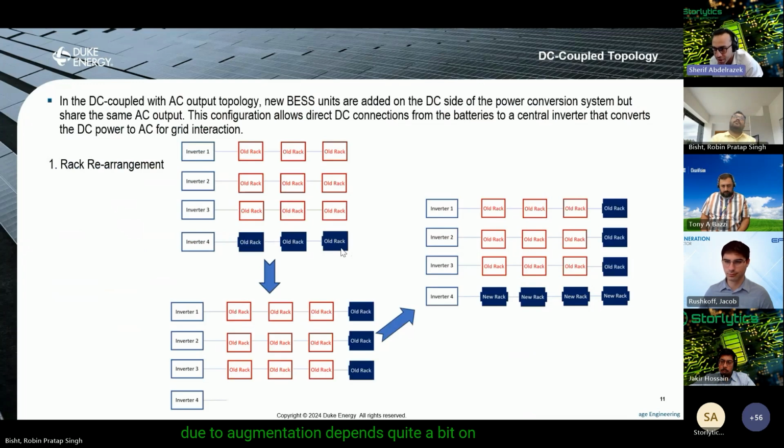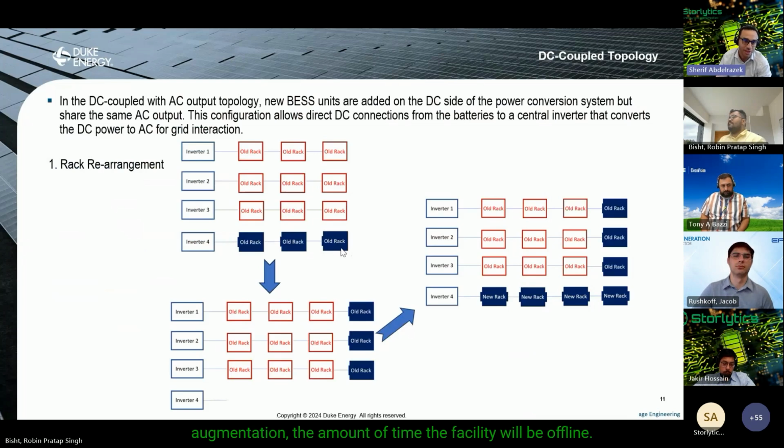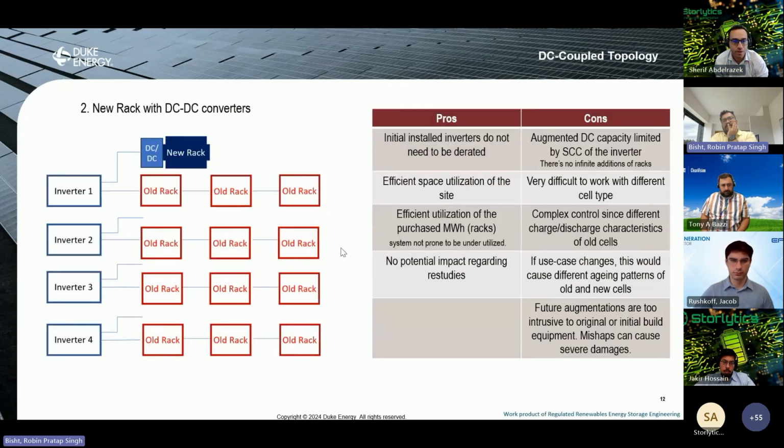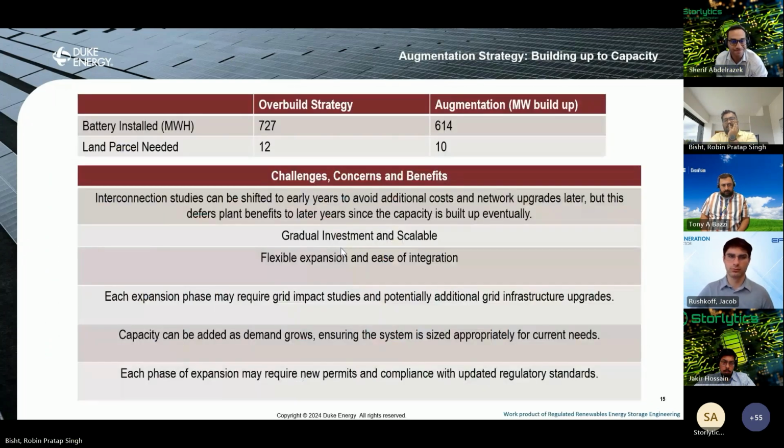It depends quite a bit on the augmentation methodology. So I think Karthikeya is referring to mobilizations and the amount of time the facility will be offline until the augmentation cycle is completed. So, right. Yeah, go ahead. Yeah, sorry to cut you off, Sharif.